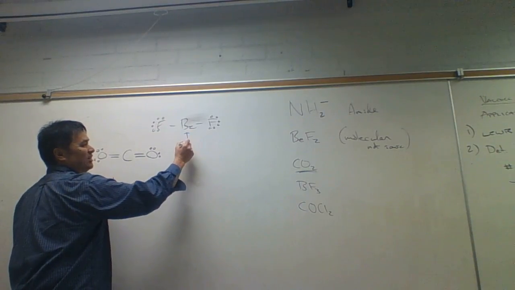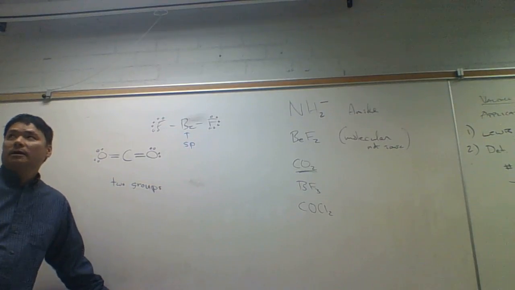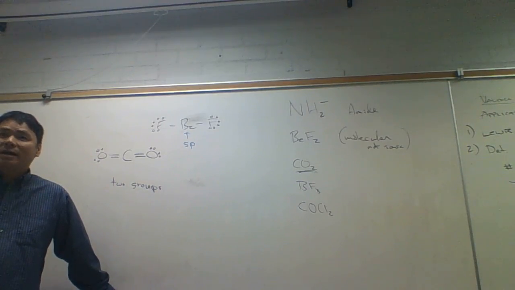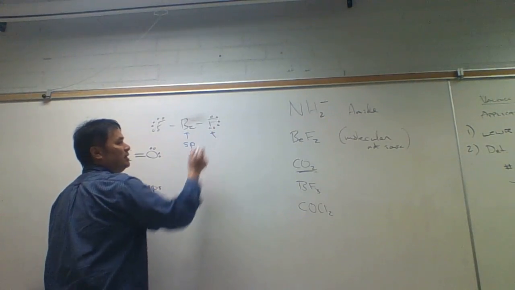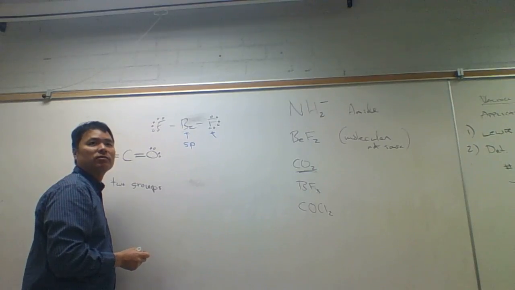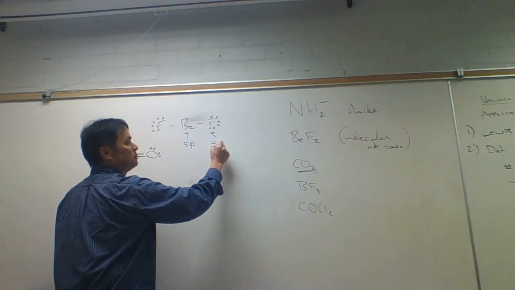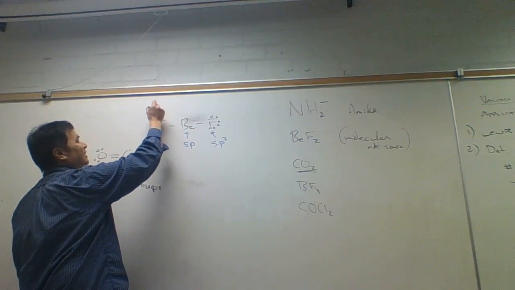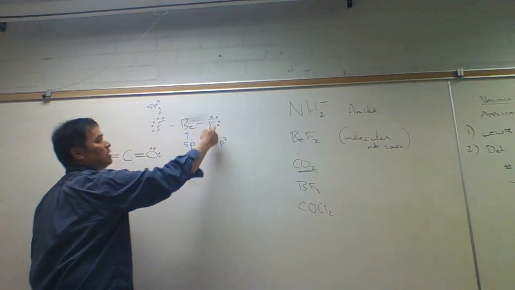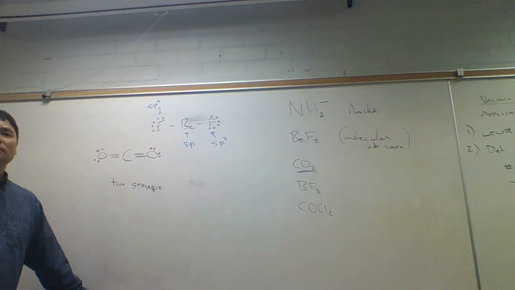Beryllium is what hybridization? sp. So I mentioned that I want to see the lone pairs on fluorine. Some people had it missing. The reason I need to see the lone pairs on fluorine is to tell me what the fluorine is hybridized. What is the hybridization on fluorine? sp3. And this one? sp3, because it's got 3 lone pairs and 1 bond. 3 lone pairs and 1 bond is 4 groups.